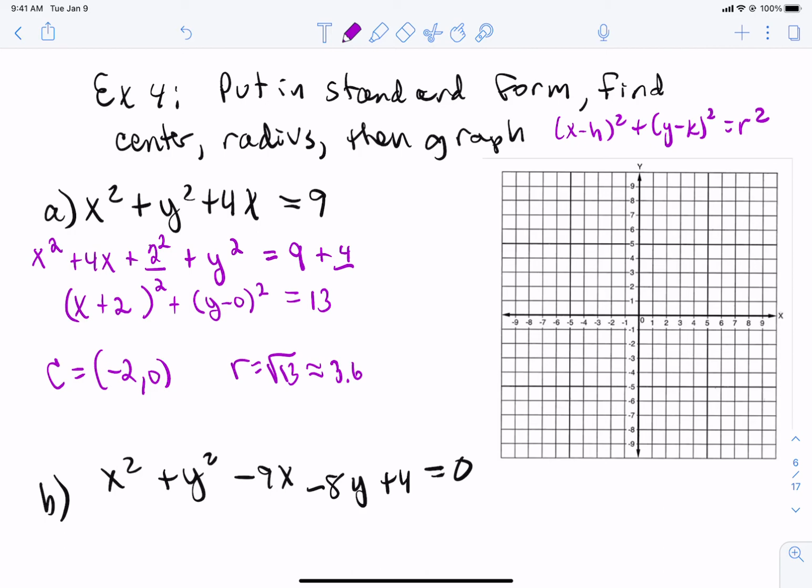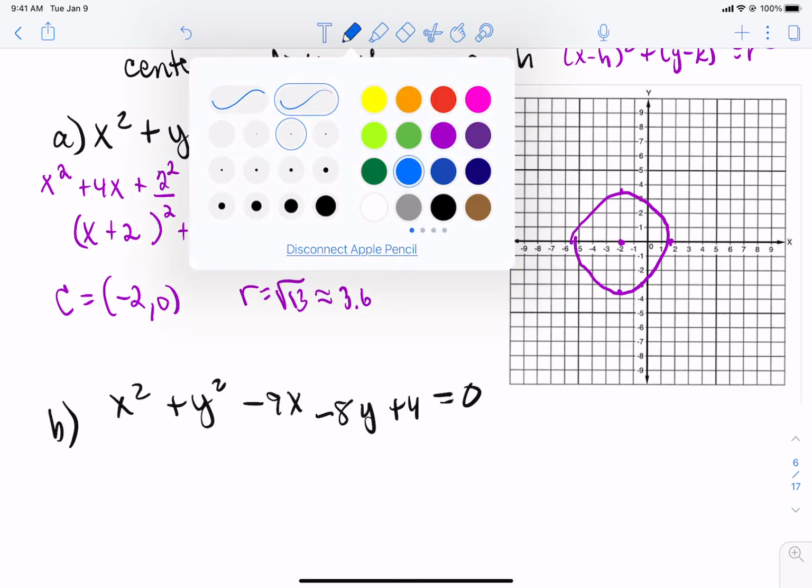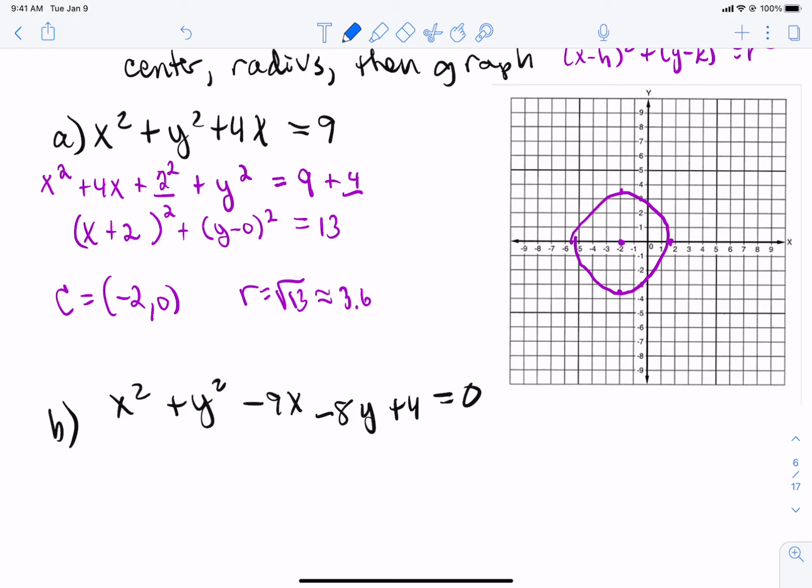So you're going to go to the point negative 2, 0, which is on the x-axis. From there, count 3.6 up, 3.6 down, 3.6 to the left, 3.6 to the right. Make a circle. Okay? I'm just an excellent circle drawer. I know. Now, we have one more to go.